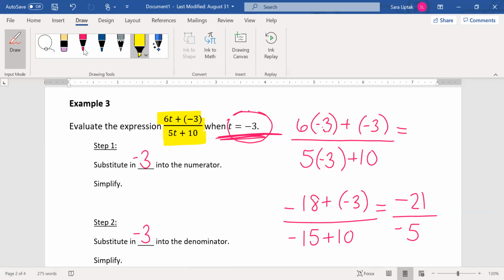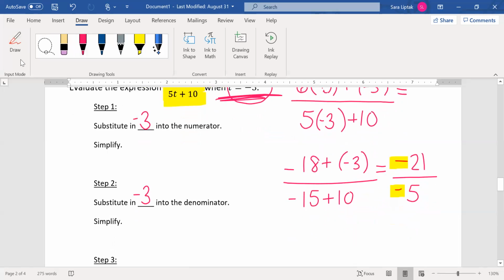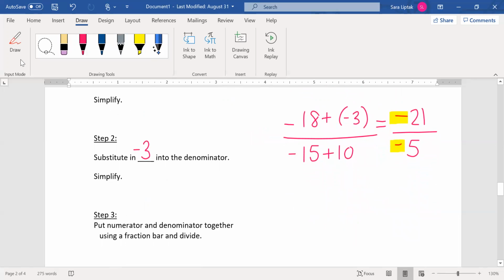But if you notice, on your reference guide, I have the directions for when you are dividing a negative divided by a negative. What happens to those? They cancel out and become a positive. So this is actually equal to a positive 21 divided by 5.